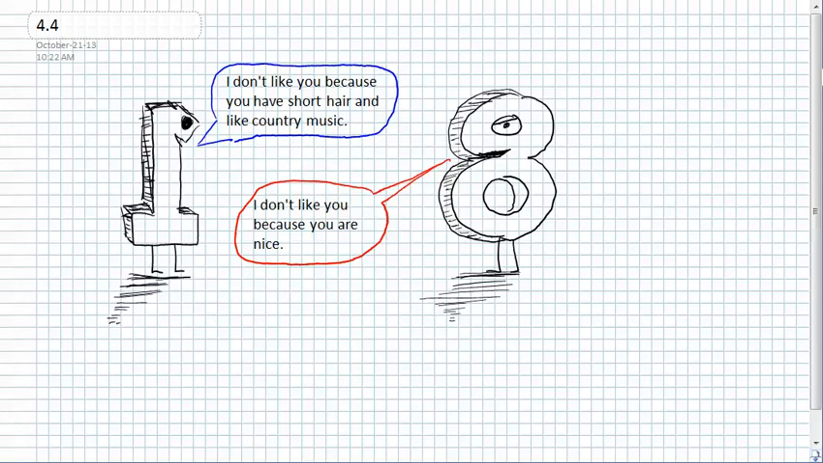Okay, people, we are talking today about section 4.4, and I'll let you have a second to read the comic and figure out what it is we're talking about.